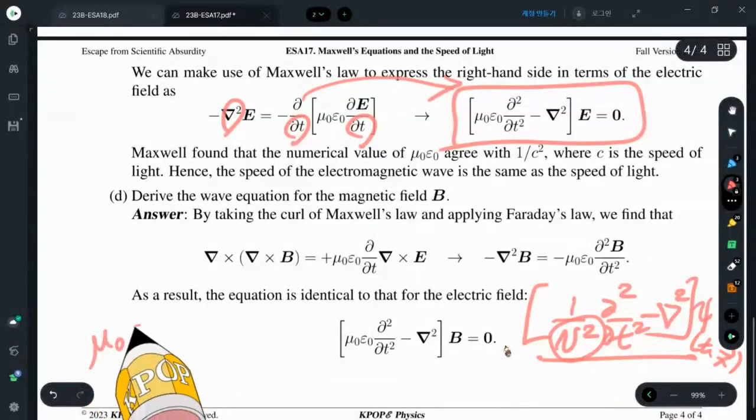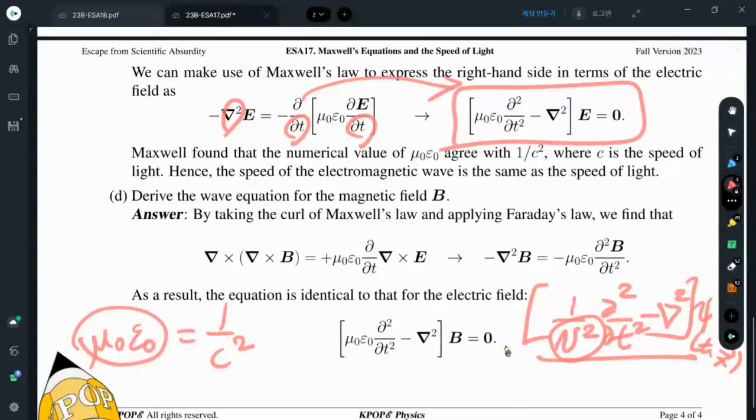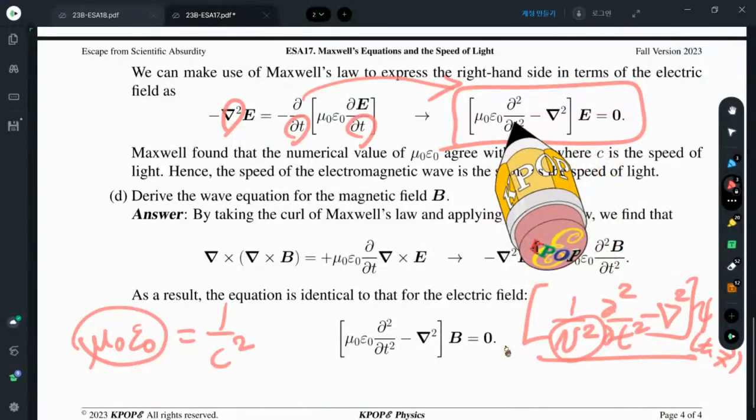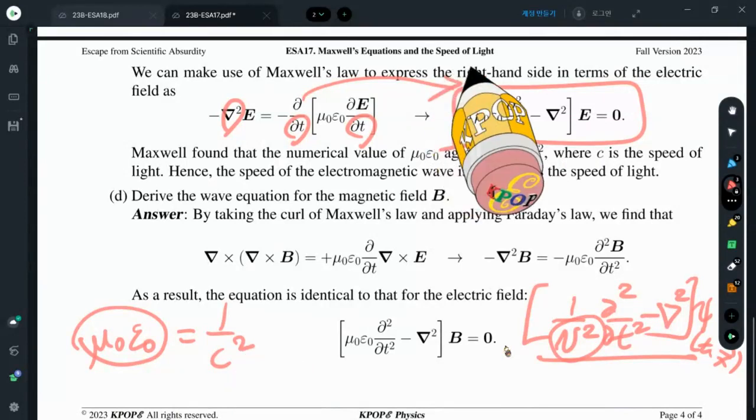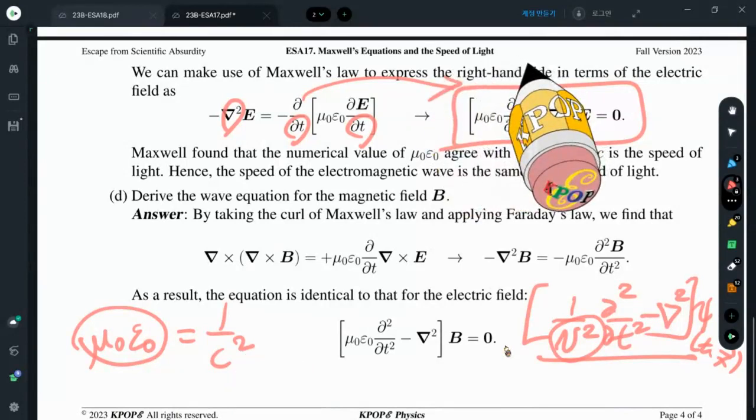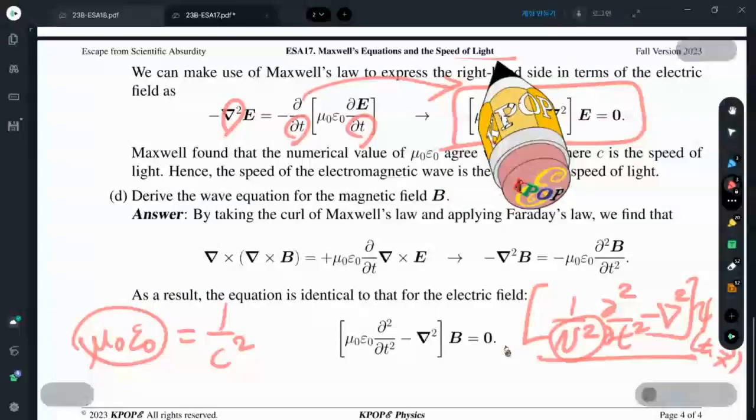So what we find is that mu zero epsilon zero is a constant that is 1 over c squared, and c is the speed of electromagnetic field propagation. However, that is exactly the same as the speed of light. So any electromagnetic field is light.